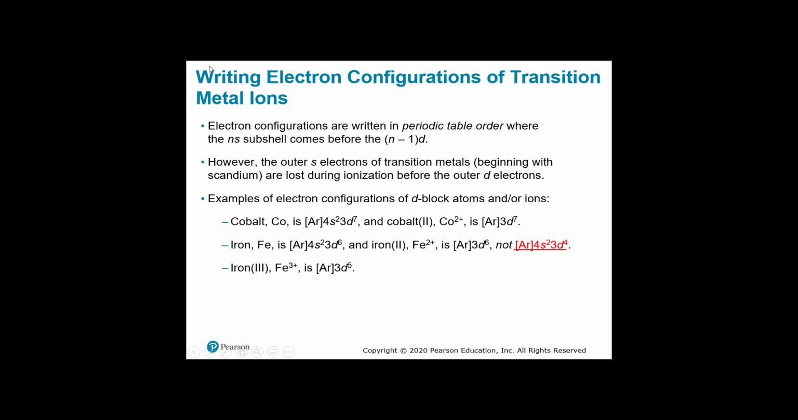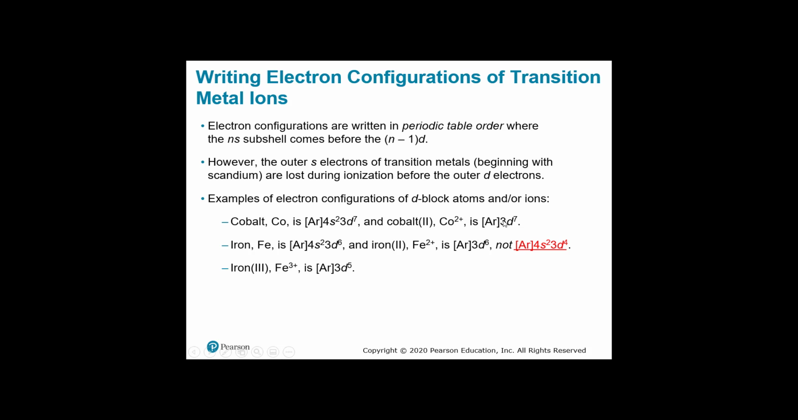So here are some examples. Again, transition metals, this is the only thing we're talking about here, lose the outer S electrons during ionization before the outer D electron. Let's take a look at some examples. We have cobalt, and here's the electron configuration for cobalt. But when it goes to cobalt 2+, the S's are gone. You can actually write the S out if you needed to, but you'd have to put a 0 here, if that helps you understand what you're doing.